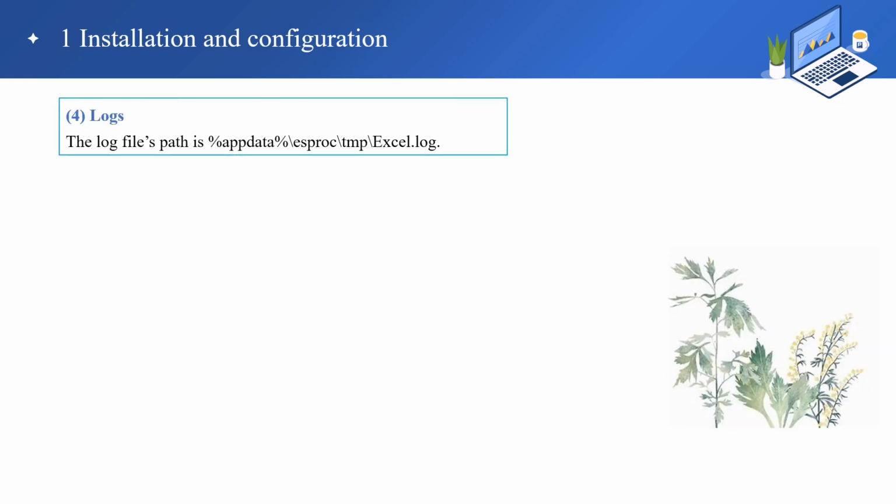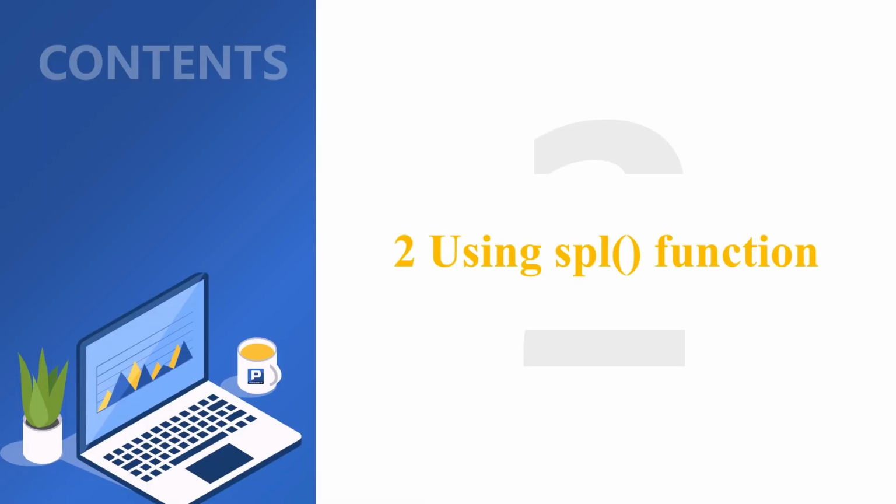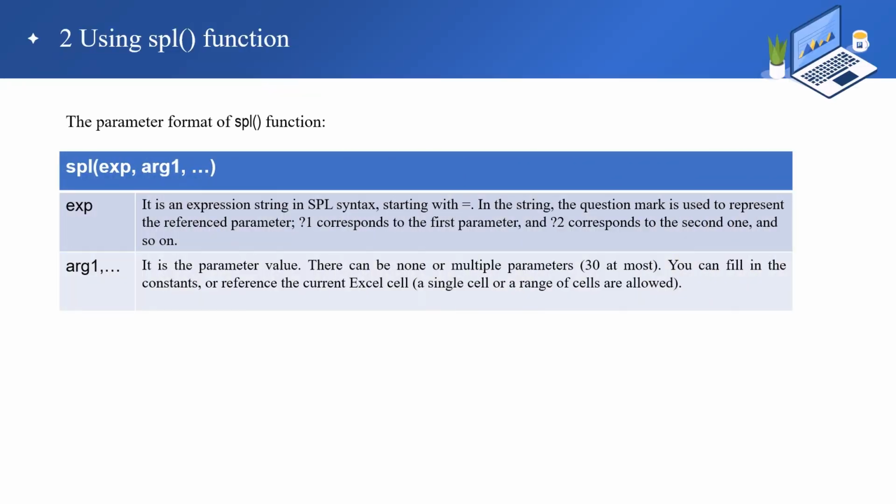4. Logs. You can view exceptions in the log file. The file's path is appdata_sproc_tmp_excel.log. Section 2. Using SPL function. Once the plugin is installed and configured, the SPL function will be available in Excel for executing the SPL code in Excel cell and obtaining the calculated result set.